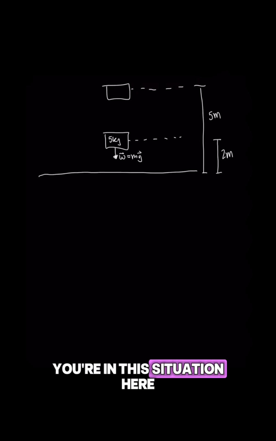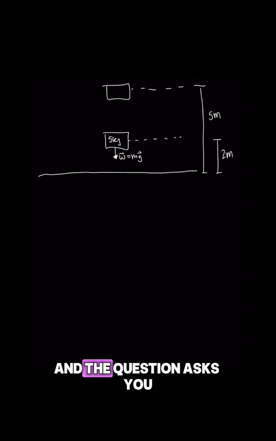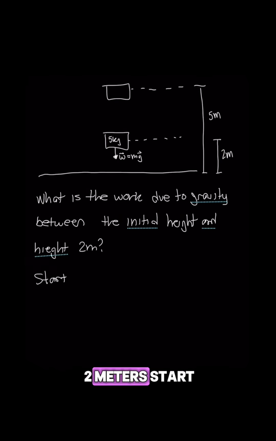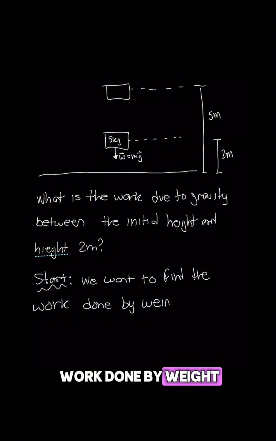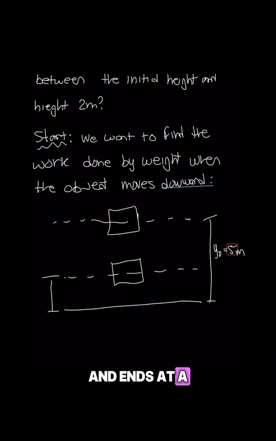Alright, so let's say you're given this situation here, where a mass falls from a height of 5 meters to a height of 2 meters. And the question asks you, what is the work due to gravity between the initial height and the height of 2 meters? To start, we want to find the work done by weight when the object moves downward. So the object starts at a position of 5 meters and then ends at a position of 2 meters.